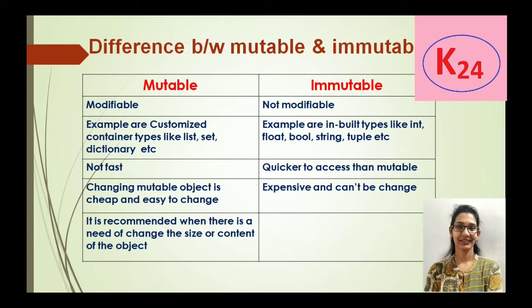Then next, immutable objects are quicker to access than mutable objects. Then mutable objects are very cheap and easy to change, whereas immutable objects are expensive and cannot be changed. And the last is, mutable objects are recommended when there is a need to change the size and content of the object, whereas immutable objects cannot be changed. So these are the basic differences between mutable and immutable.